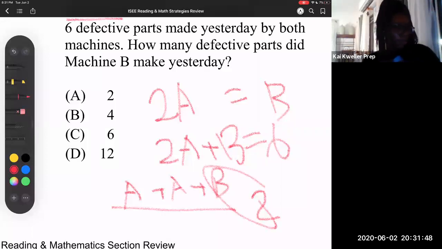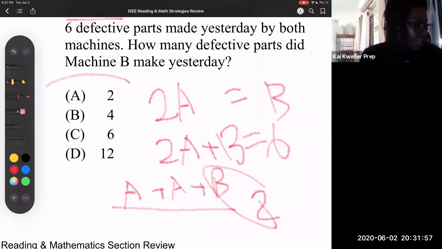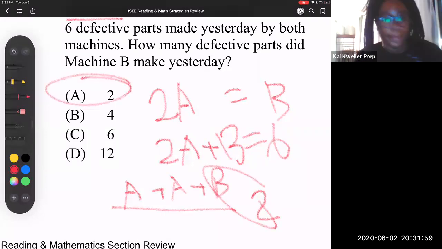2, so 2 times 2 is 4, then 4 plus 2 is 6. So that means that the answer must be A.